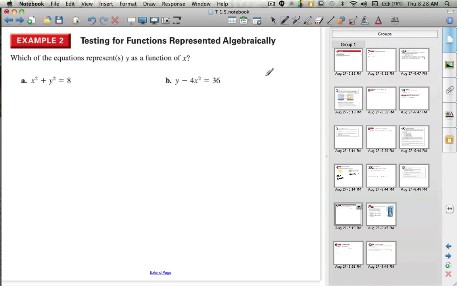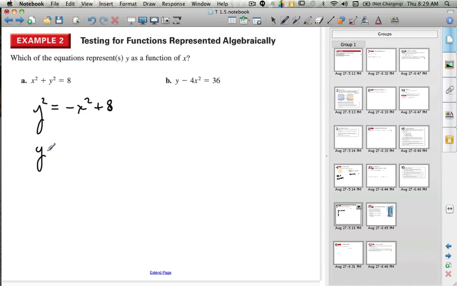If we want to test for functions that are being represented algebraically, mostly what we're talking about is solving for y, right? So if I put it into the form that we would expect for a function, meaning y equals. That's why your calculators have a y equals set up in graphing.